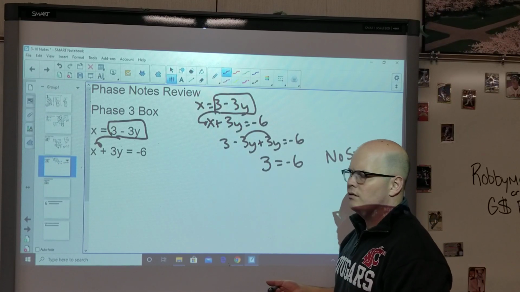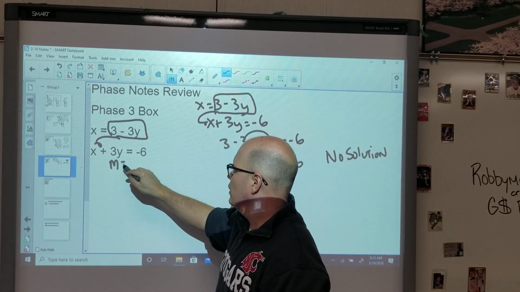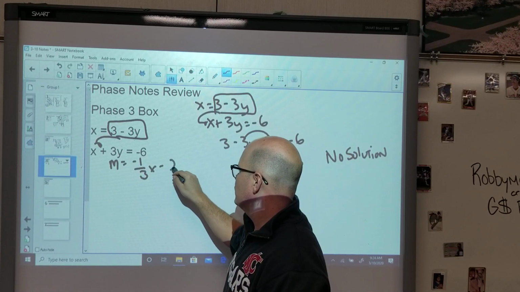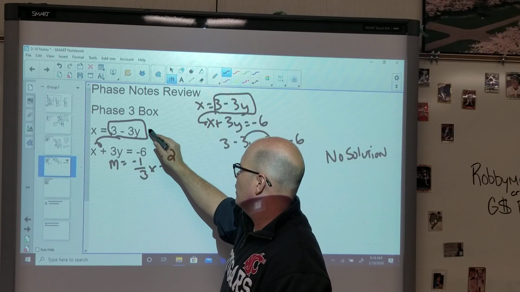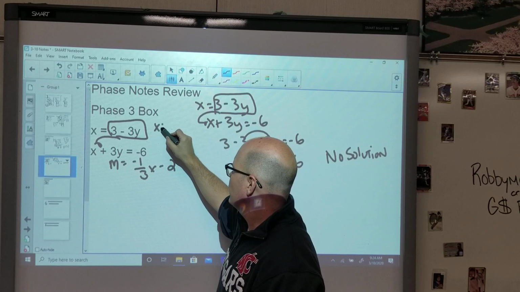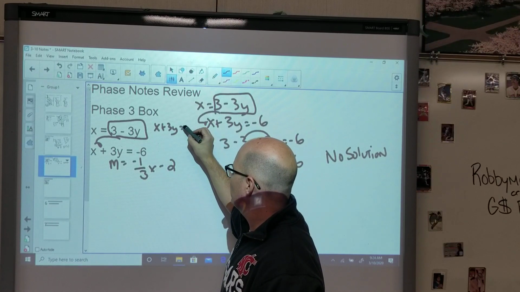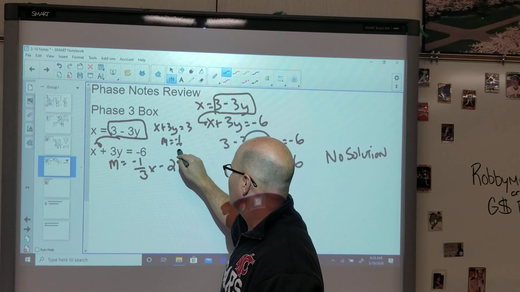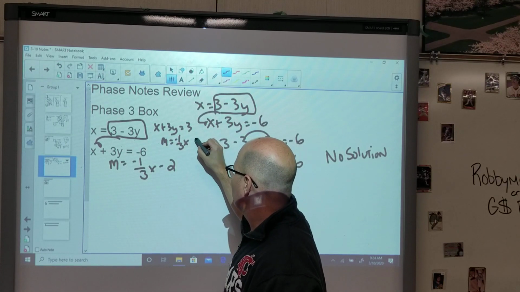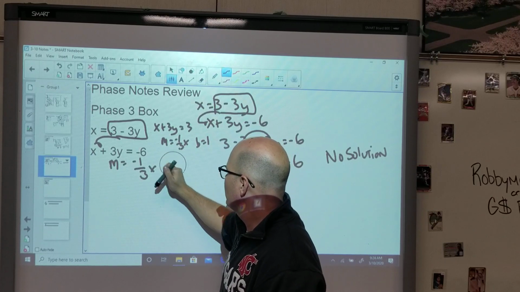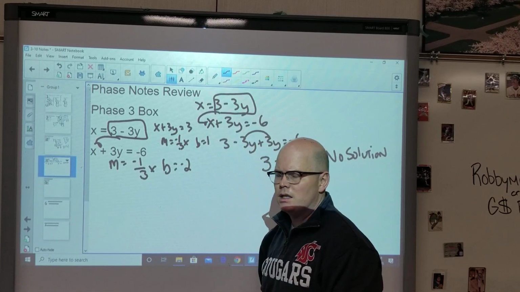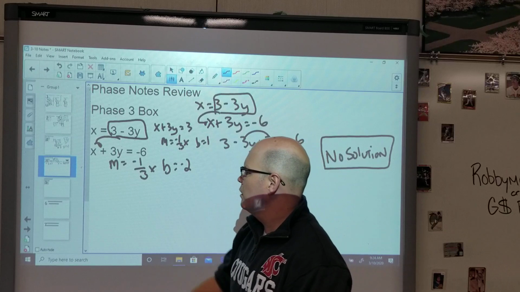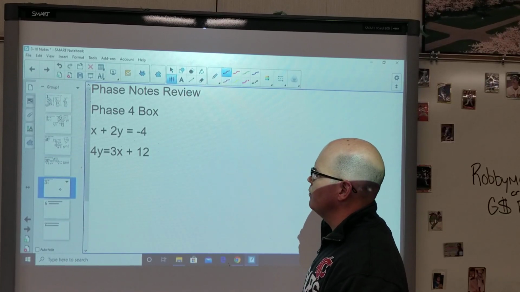And if I wanted to, I could have checked this by going like this: m equals, in this case, negative 1 over 3 x minus 2. And then up here, if I did the same thing, I would have had x plus 3y equals 3 if I made it into standard form. And I would have got that this equation has m equals negative 1/3 for my slope, and then 1 for my y-intercept. And if that's the case, I'd have the same slopes but different y-intercepts, and I should have expected to get no solution. Okay.